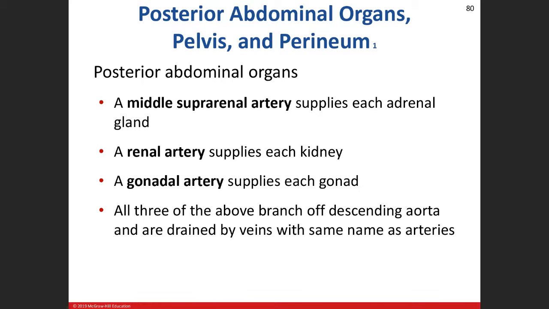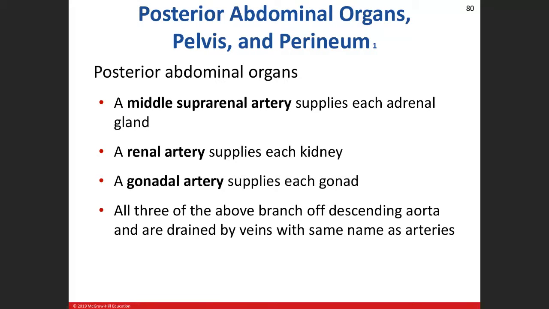All right, so what's a posterior abdominal organ? Sometimes referred to as a retroperitoneal organ. If you remember the peritoneum, that was that serous membrane. And the kidneys are a posterior organ. What sits on top of the kidneys? Adrenal glands, right. So when we talk about the posterior abdominal organs, we're going to be talking about the kidneys, and we're going to be talking about the adrenal glands, okay?